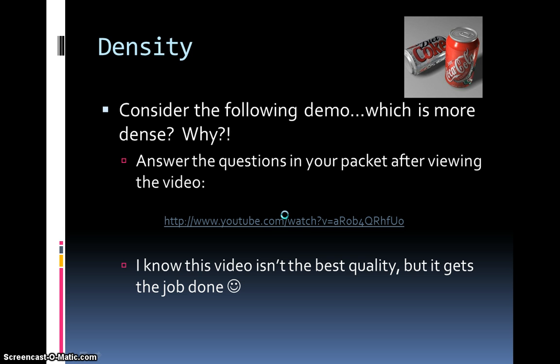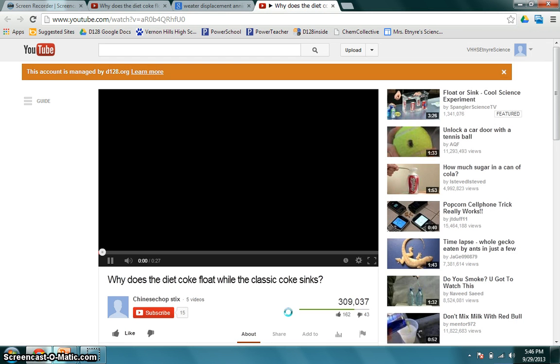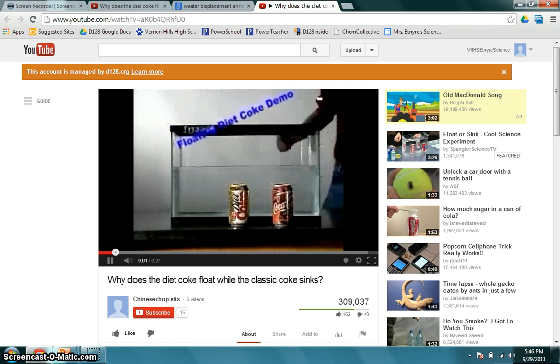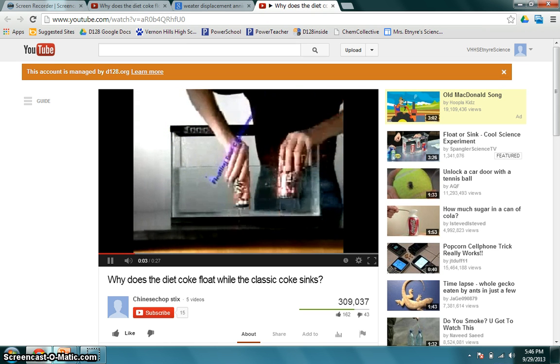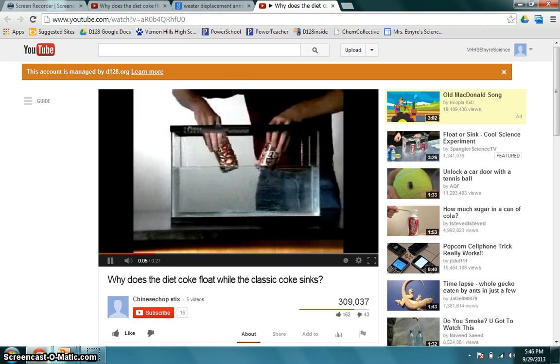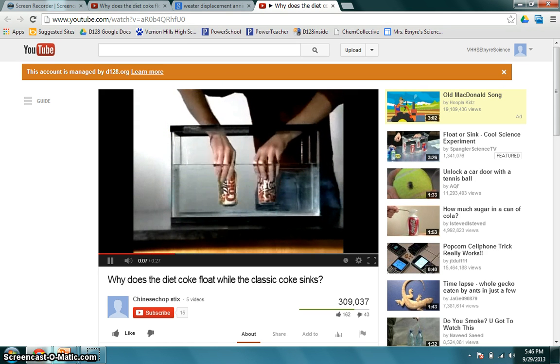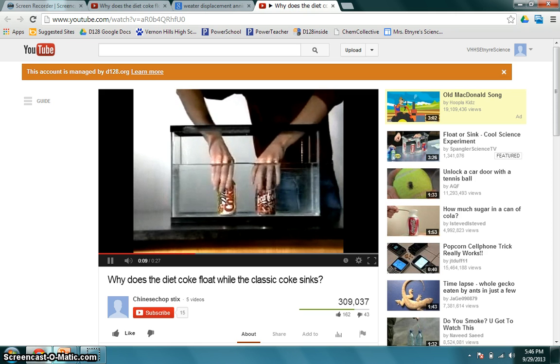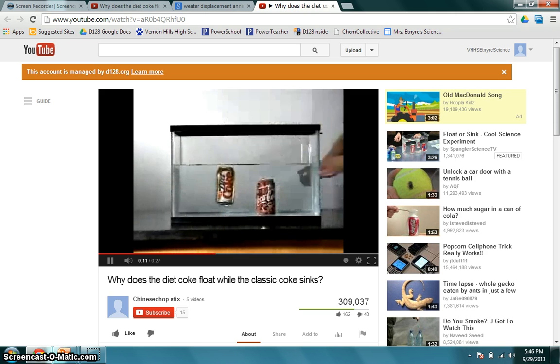And as you can see on the bottom of the PowerPoint screen, I know that this video isn't the best quality, but it does a really good job of showing you the relationship between Coke and Diet Coke. Assuming I can get that video to work. So the Diet Coke is on the left and the regular Coke is on the right, and he's just placing that into a regular container of water. And so I'd like you to watch what happens when he releases the two cans.